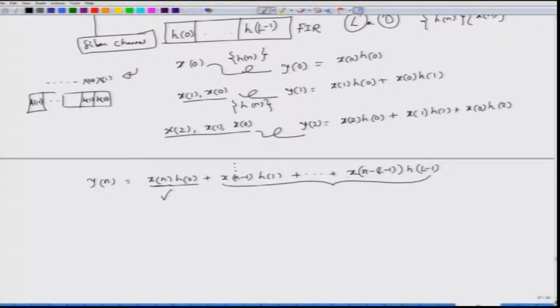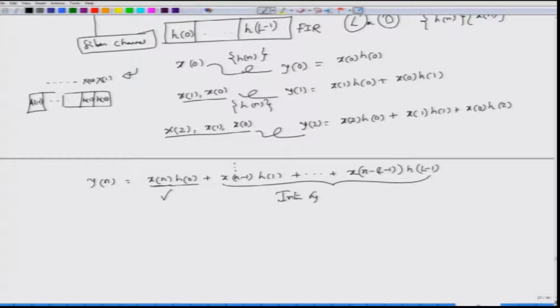These additional terms which will impact the present sample are called inter-symbol interference. So, this is called inter-symbol interference, and this is actually an important thing in OFDM. So, you can see that this is what would have been obtained.